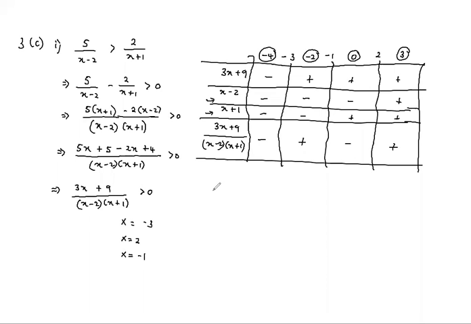So the solution set is going to be negative 3 all the way up to negative 1, union 2 up to infinity. That's how you get the solution set.